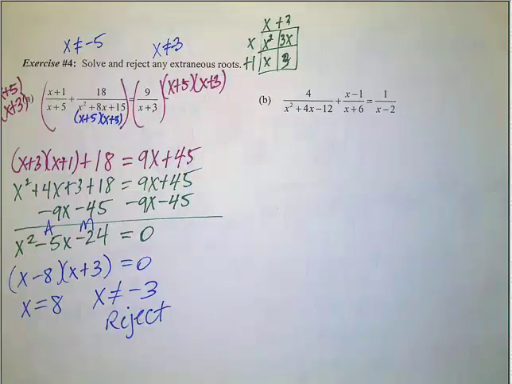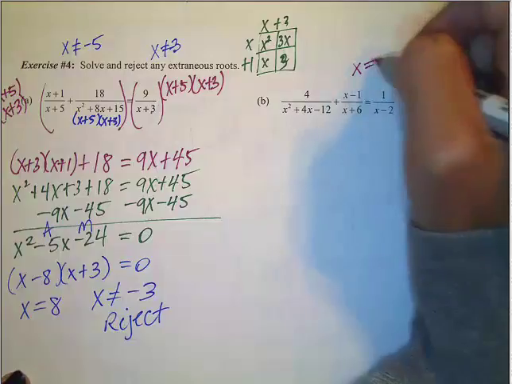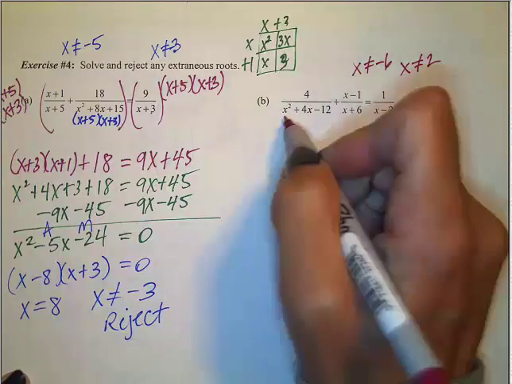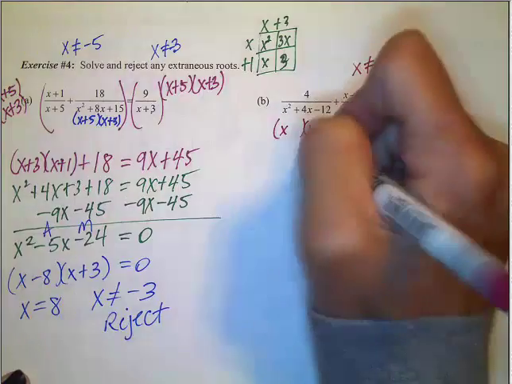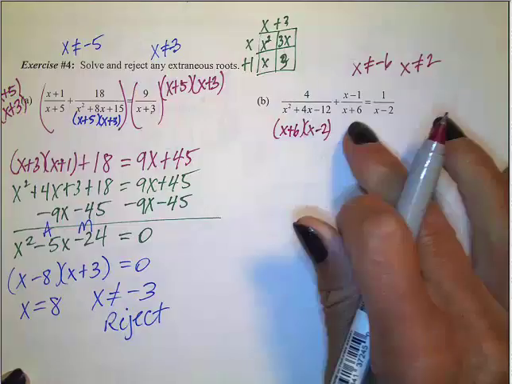If you think you can do part B on your own, go for it. Pause the video. If not, you'll get to hear my explanation. So we're going to figure out what makes it undefined. So x cannot equal negative 6 and x cannot equal 2. I'm going to factor this one. And I'm going to find that it's plus 6 and minus 2, just like these two.